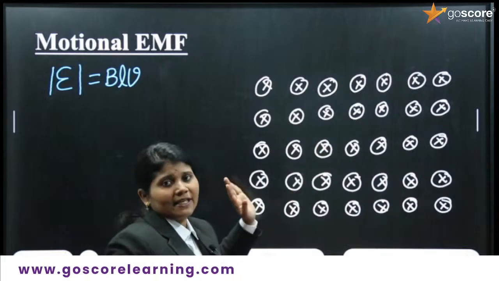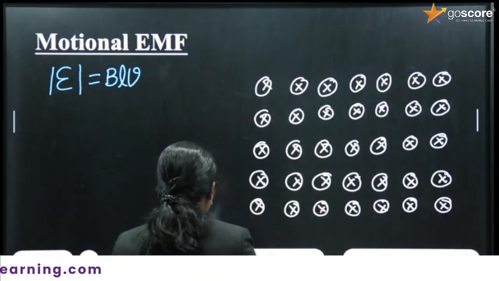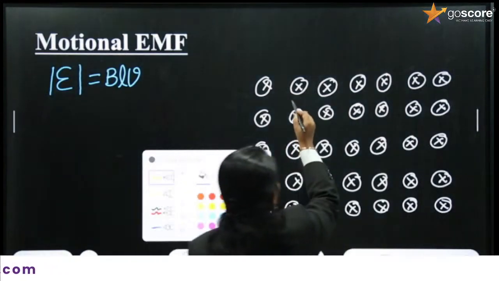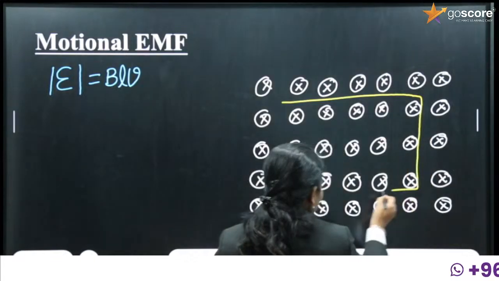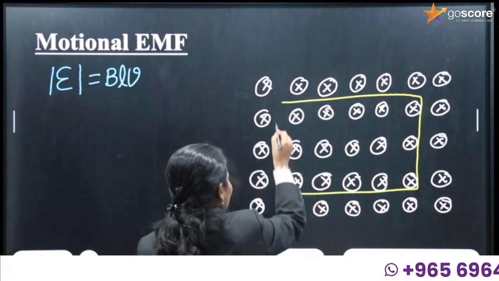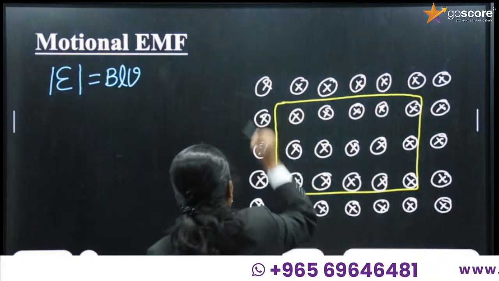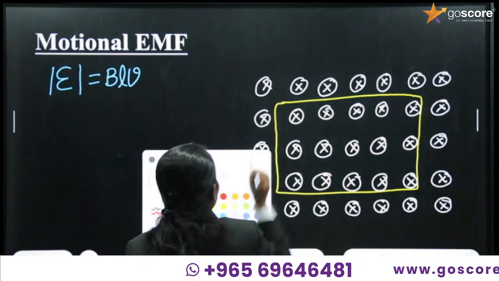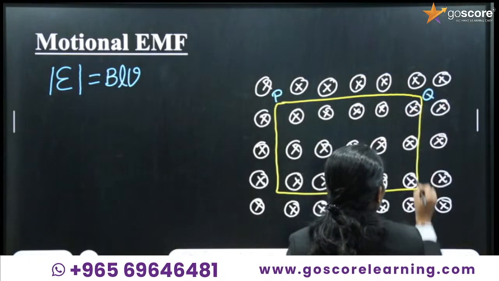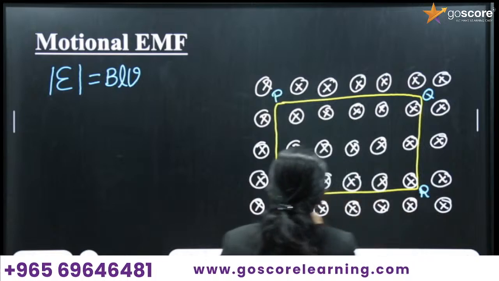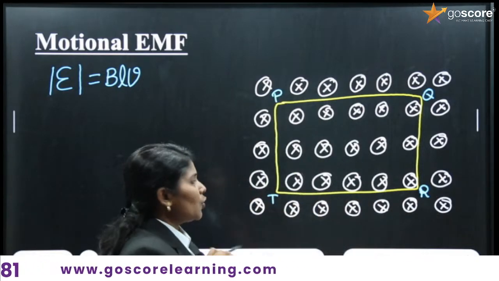This area is the magnetic field area. Then I am taking one metallic frame. I am indicating this metallic frame as PQRT.